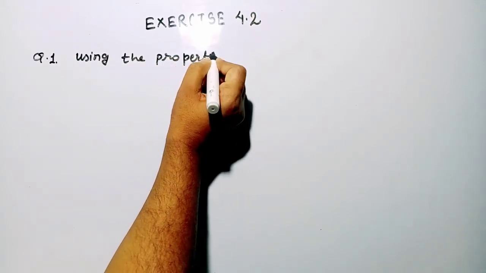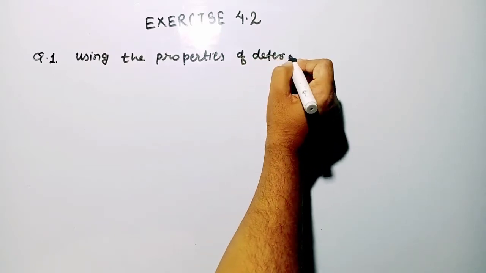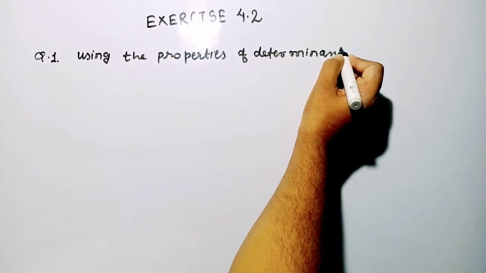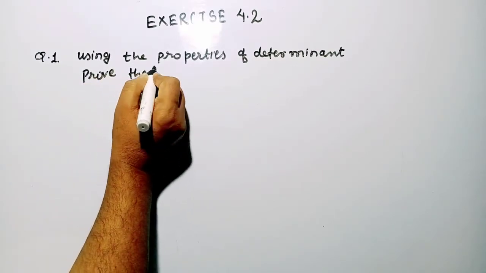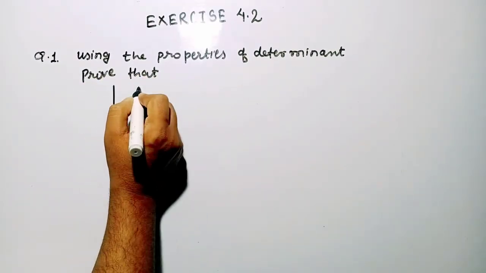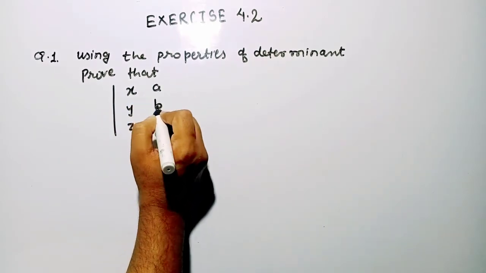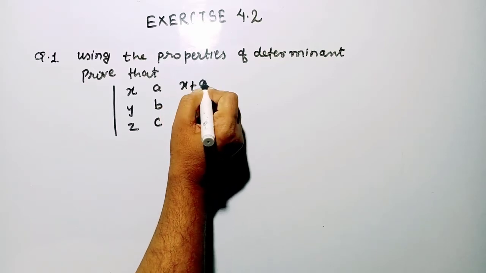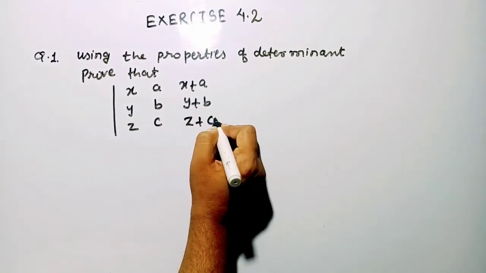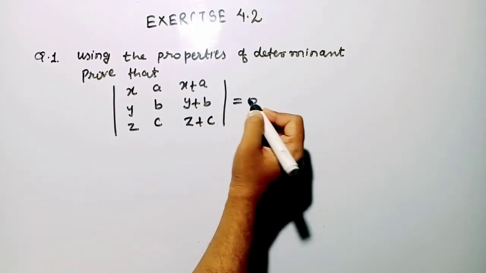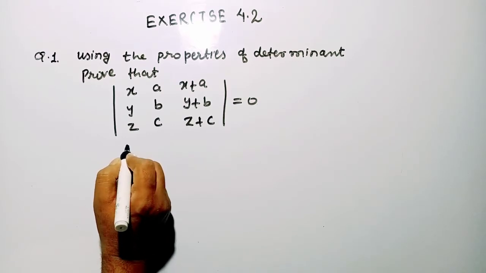Using the properties of determinant, we have to prove the following determinant. The determinant has the elements x, y, z in the first row, a, b, c in the second row, and in the third column x plus a, y plus b, z plus c. This will be equal to 0.